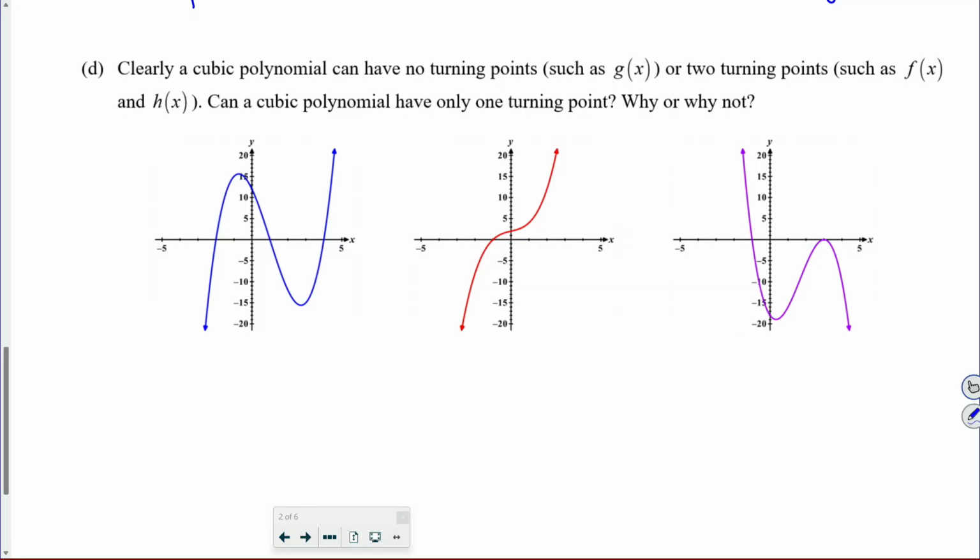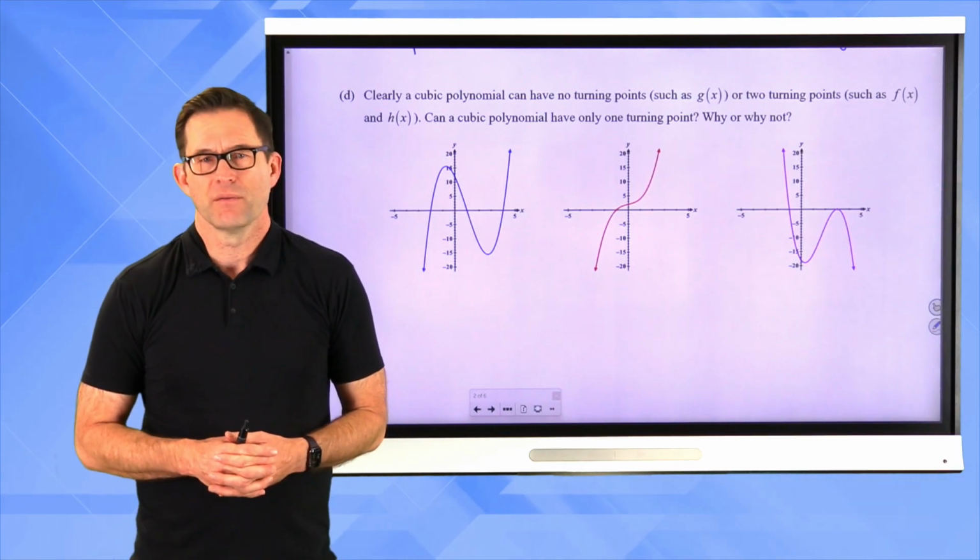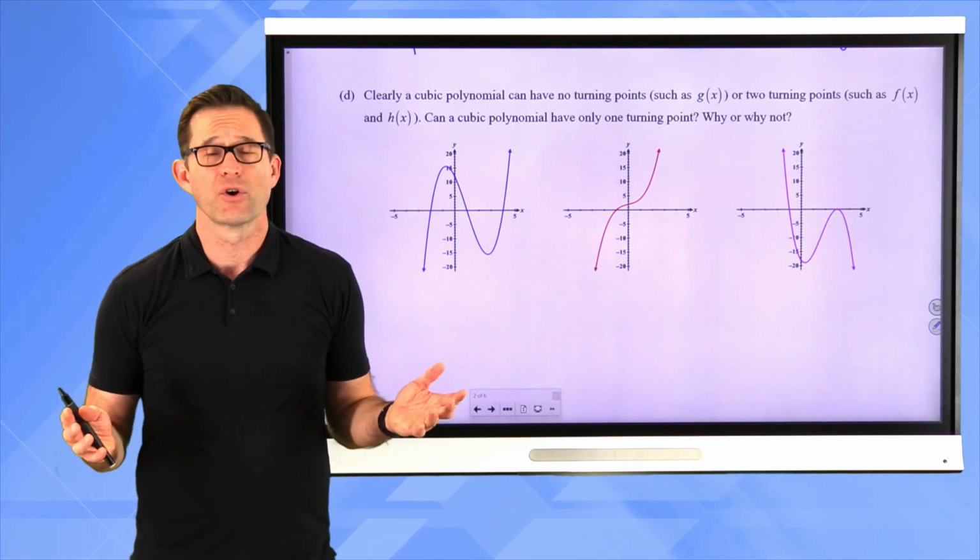Clearly, a cubic polynomial can have no turning points, such as g of x, or two turning points, such as f of x and h of x. Can a cubic polynomial have only one turning point? Why or why not? All right, well, pause the video now and think about that for a moment. Could a cubic polynomial only have one turning point?